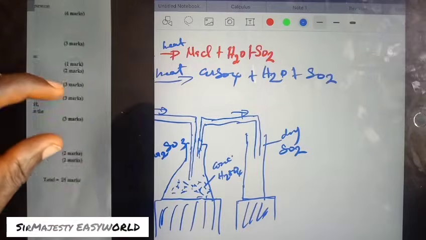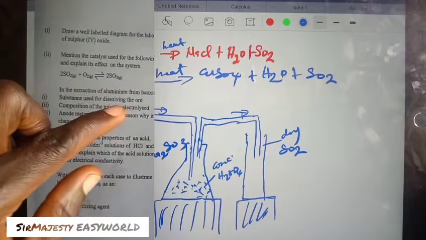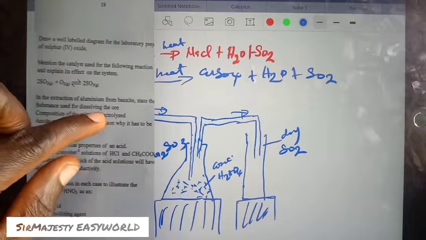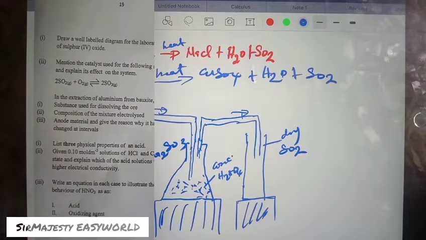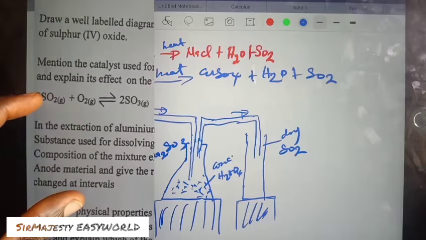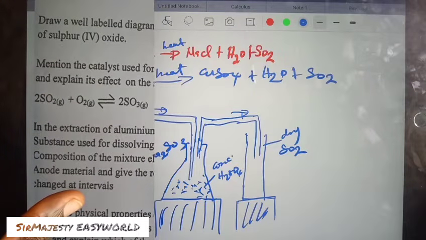Then we have part B, which says mention the catalyst used for the following reaction. The reaction you see there is the reaction occurring during the contact process, that is, during the production of H2SO4, by the oxidation of sulfur 4 oxide to sulfur 6 oxide.